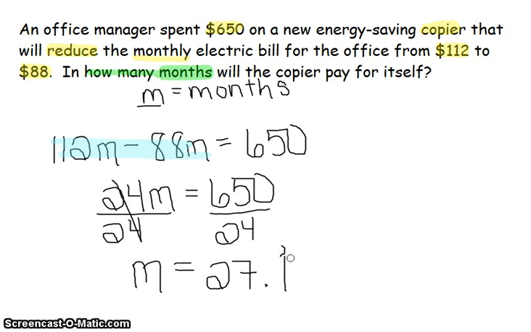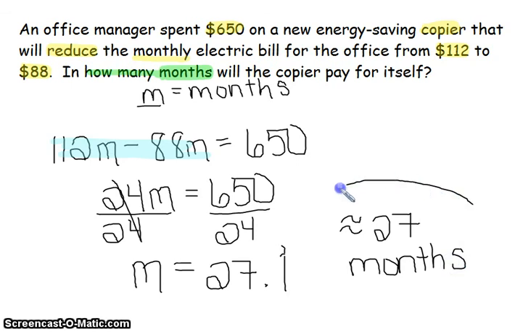Alright, so we'll say approximately 27 months. Thinking through a word problem, putting yourself in the situation, highlighting, writing it down, working it out. Hopefully you feel a little more comfortable with your word problems. So now you're ready to move on to variables on both sides, part 3.